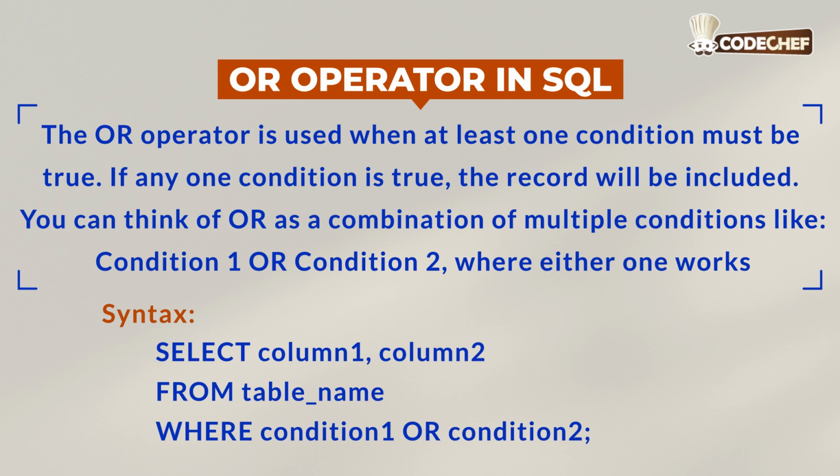Just like AND, in case of OR also we are combining multiple conditions, but the main difference is that in case of the AND operator, all the conditions that we have included in the query must be true and only then the record will be fetched. But in case of the OR operator, when we are combining multiple conditions, when at least one of them is true, then that particular record is fetched from the table and displayed to the user.